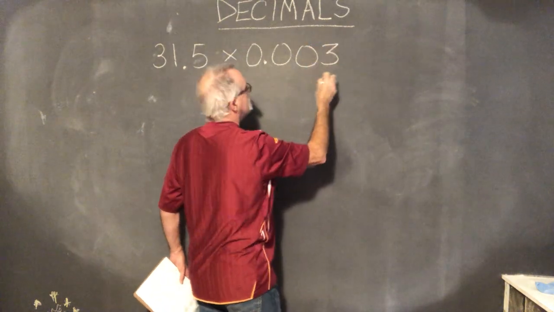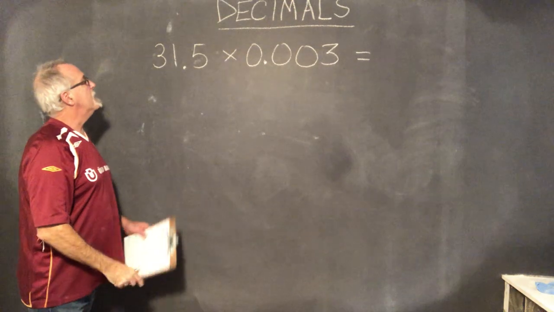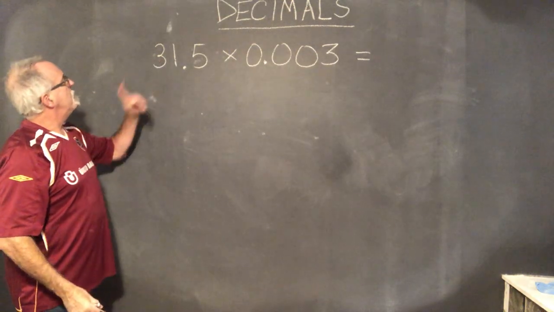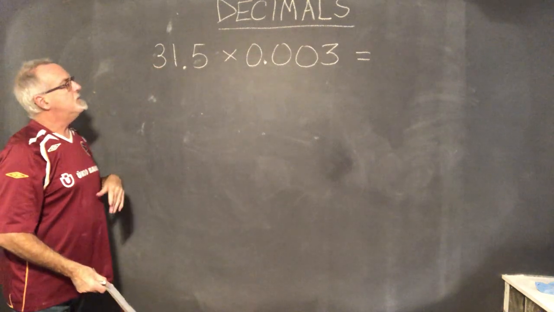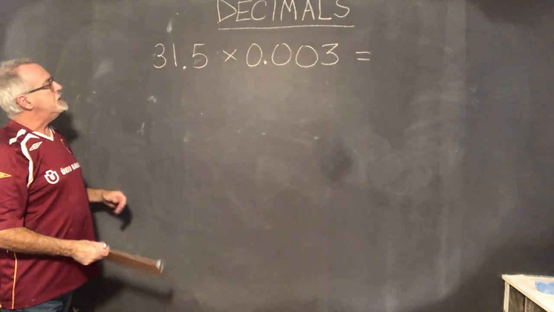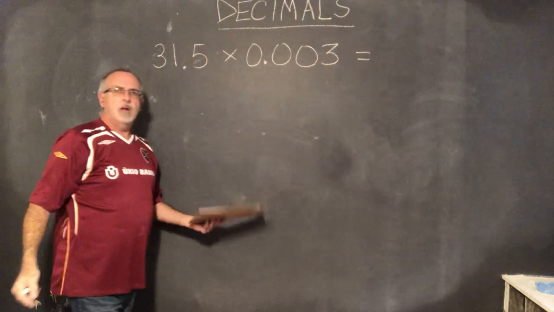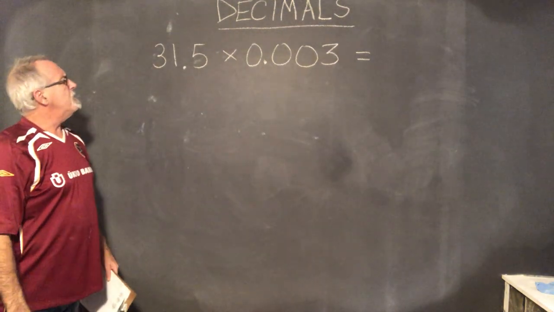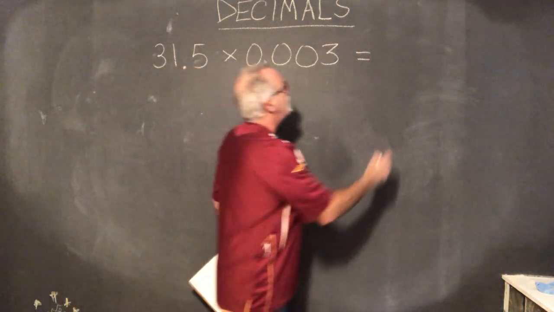times 0.003. I'm doing two different styles of threes again. I have a tendency to switch back and forth. That's quite a beautiful loopy three in this one. It's the way I prefer to do my threes, but it's a little messy. Okay, so all I'm doing is 315 times 3. Can I do that in my head? Yes. 3 times 300 is 900, and 3 times 15 is 45, so it's going to be 945.